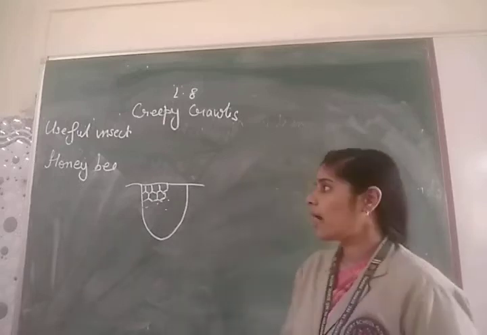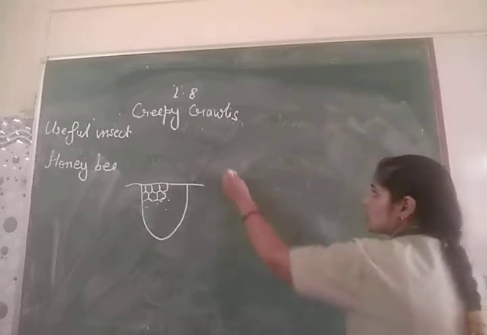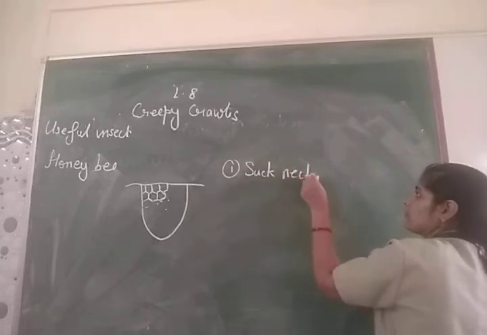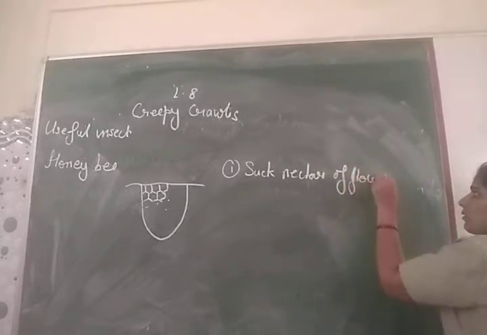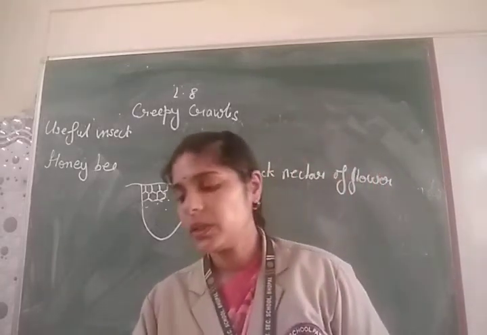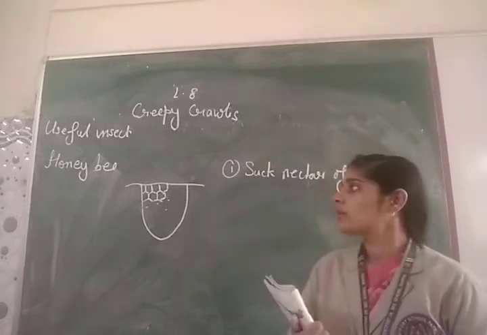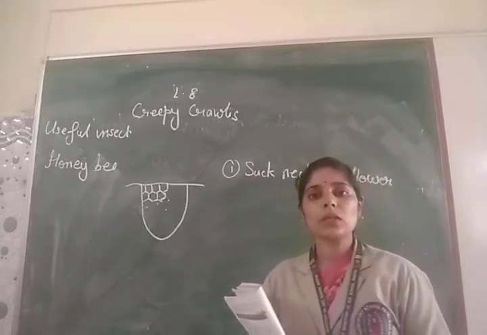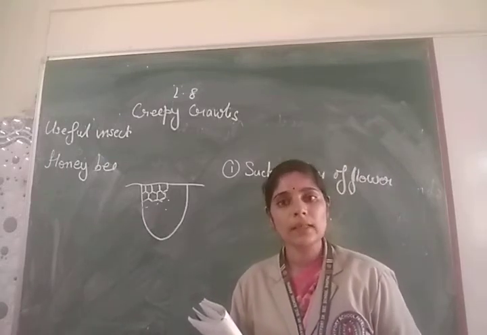Firstly, the honeybees suck the nectar of the flower. The first step is they suck nectar of flower. So to make the honey, the honeybees have to go to different plants, and they are collecting the nectar from the flowers. You might have seen that honeybees are mostly moving around the flower. Why are they moving around the flower? That is to select the nectar.